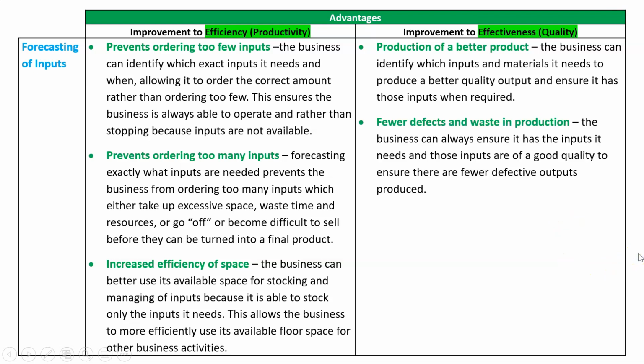And lastly, we're going to have fewer wastes and defects in production because we're going to have the right amount of inputs. We're going to make the product correctly. And even if we do have a fault in production, we're going to have the inputs on hand to fix it. So we can ultimately make a better product for the customer.